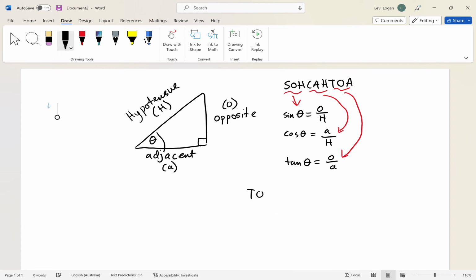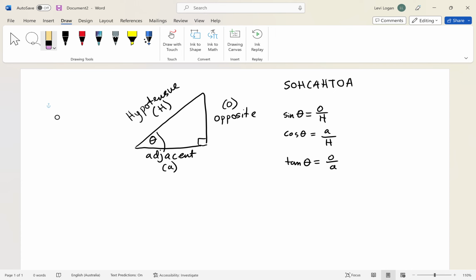And TOA means tan, opposite, adjacent. So if you want to remember these trigonometric ideas here, all you've got to do is remember SOHCAHTOA and you can pretty much spit them out. Alright, so if you want to copy that down, those are some really important ideas, everything on this Word doc at the moment. So feel free to pause the video and copy this down if you want to.